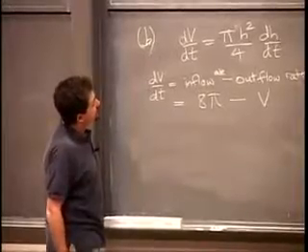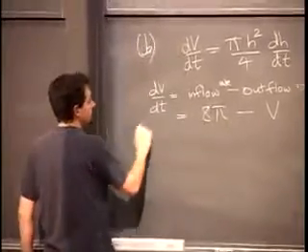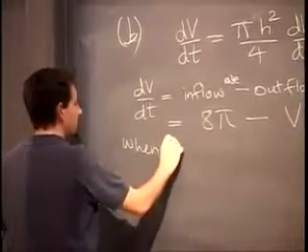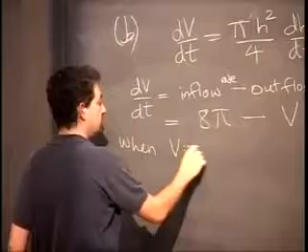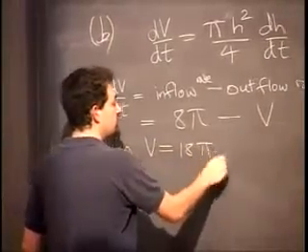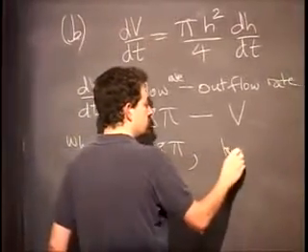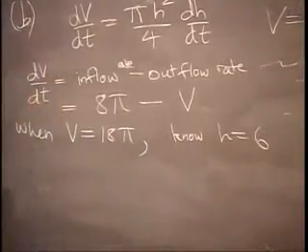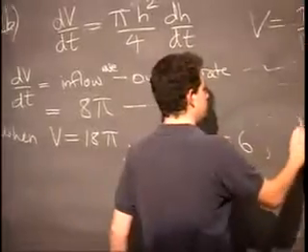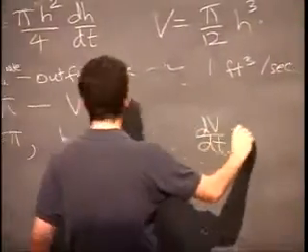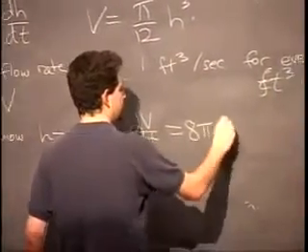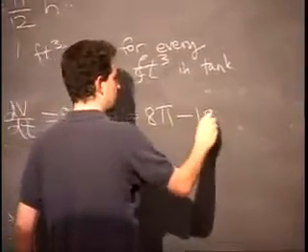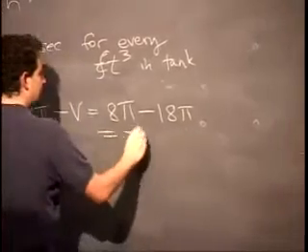And the problem says, well, let's plug this in. When the volume is 18 pi, we already know that h equals 6. So what is dV dt, though? dV dt is 8 pi minus V, which is 8 pi minus 18 pi, because that's how much water is in there. So it's minus 10 pi.